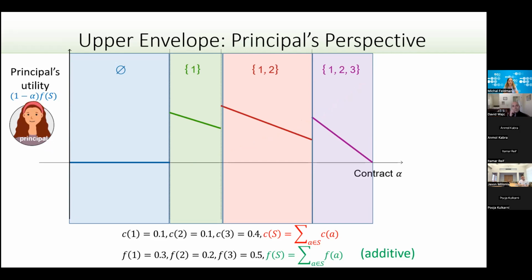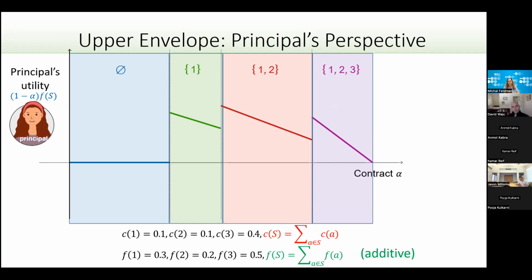So again, we see the contract alpha on the x-axis, and what we have on the y-axis is the principal's utility. The principal's utility behaves much less nicely than the agent's utility, which was very continuous and nice. Here, for every such interval, the principal knows the set of actions the agent will take. And then within every interval, the set of actions is fixed. So the principal's utility decreases because he's getting the same reward and he's paying more because alpha increases.